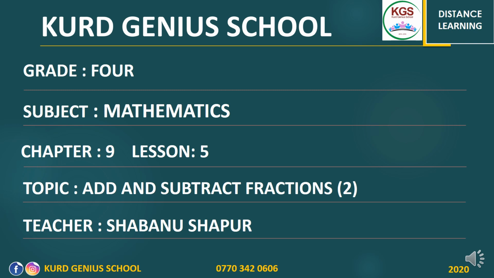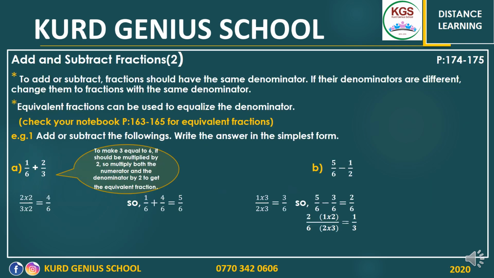Chapter 9, Lesson 5, Add and Subtract Fractions. Page 174 to 175. As we mentioned before, in order to add or subtract fractions, they should have the same denominator. But what if the denominators are different? We have to equalize the denominators by using equivalent fractions. We studied equivalent fractions in the first lesson of chapter 9. Equivalent fractions can be used to equalize the denominator. Check your notebook, page 163 to 165 for equivalent fractions.